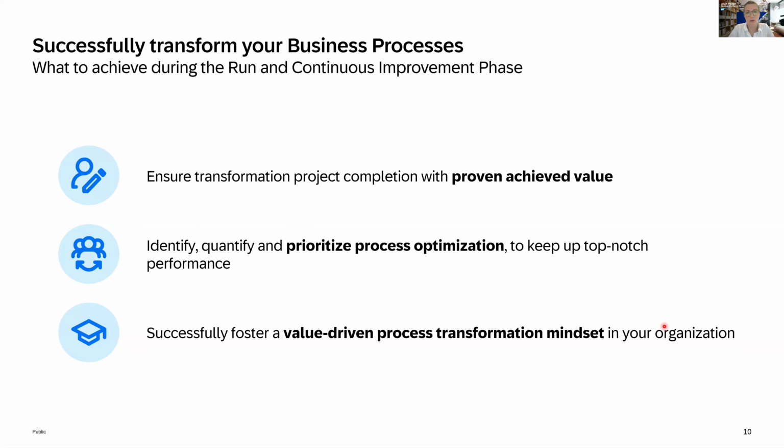The third goal, last but not least, and this is probably the toughest task, not with regards to tooling, but with regards to the organization, is that we have to establish a new mindset within the organization. The mindset of keeping process documentation and reality in sync, and of prioritizing process improvements towards a value-driven, efficiently operating organization, even after the transformation project, to make sure that all the values achieved will stick. The top-notch performance should stick.